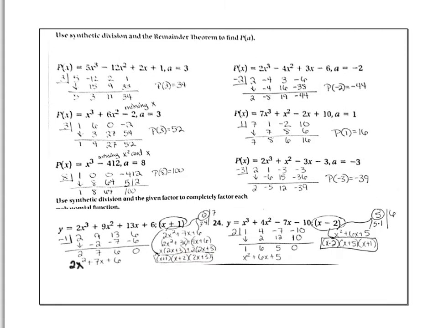Same thing on number 24. Since it was -2, we put it as +2 in here. We get a trinomial. This time it's a little bit easier because the coefficient is 1, our a value. So we're looking for factors of 5 that add up to 6, which is 5 and 1. So remember, there is a difference when your a value is not 1 and when your a value is 1.